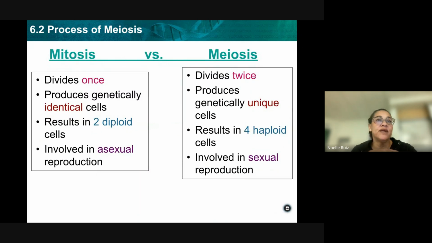So here is a comparison chart. This chart is important. Make sure you have it. There's a lot of good information. So the 4 key differences. During mitosis, cells divide once. During meiosis, the cells divide twice. Mitosis produces clones, or genetically identical cells. Meiosis, because of that crossing over process, produces genetically unique cells. All 4 cells in the end are going to be very unique.